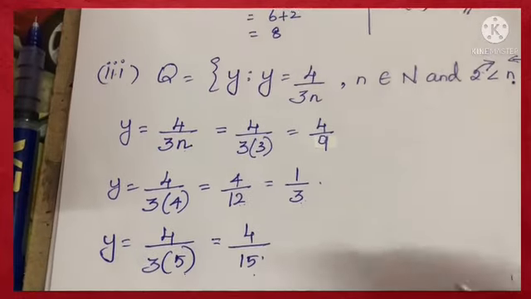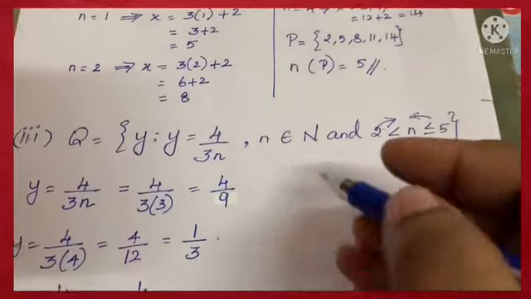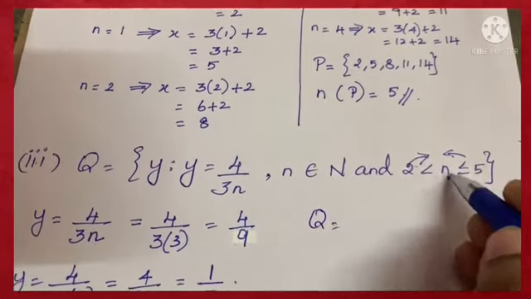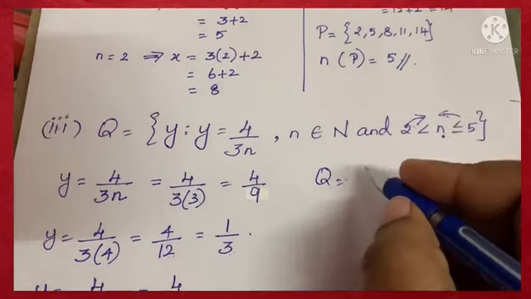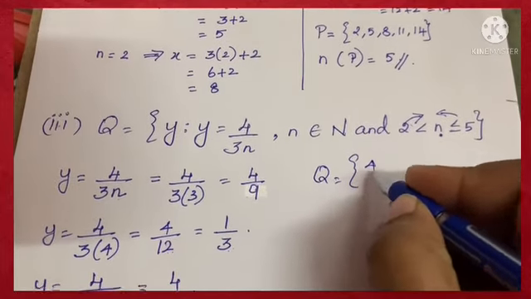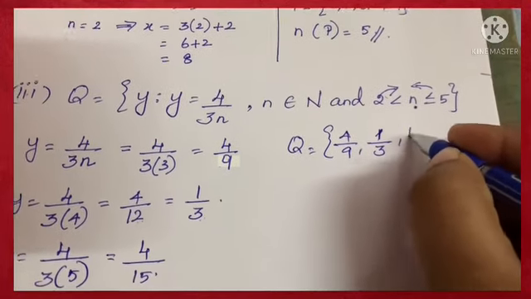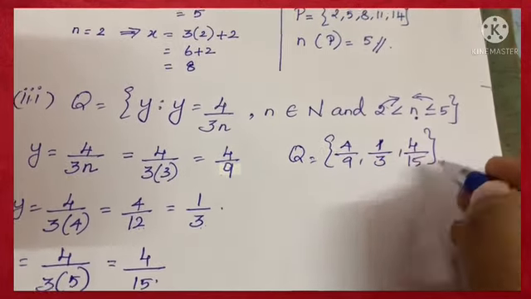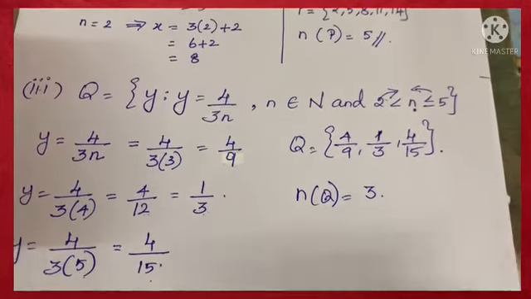This is not needed also because they are asking you to find only the cardinal number. So now you know exactly when I substitute 3 numbers you will get only the cardinal number to be 3. So you can find Q, which is 4 by 9, 1 by 3, 4 by 15. So the cardinal number of Q is 3.